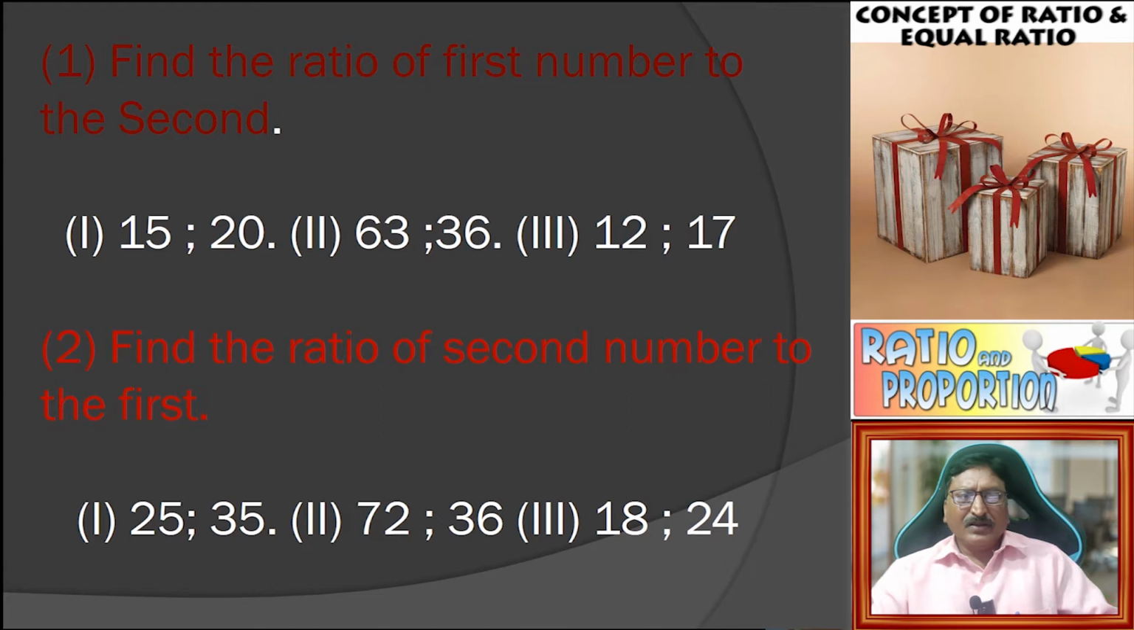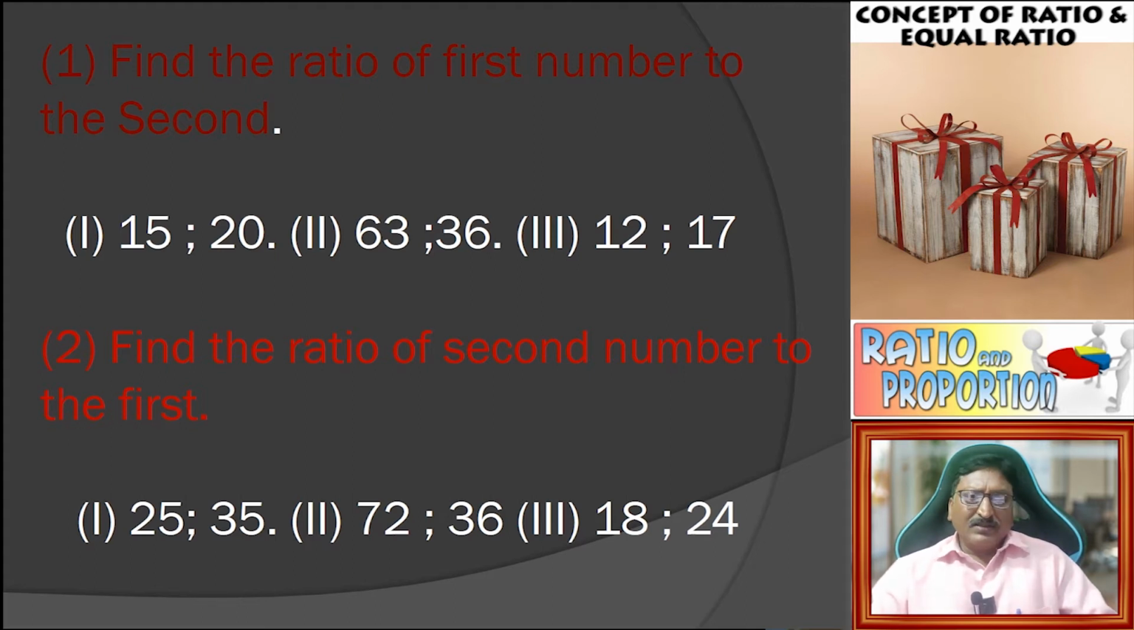See, what you will write for the first example, 15 and 20. The first number is 15 and the second number is 20. Therefore, we can write it as 15 is to 20. 15 and 20 are divided by the common number 5. 5 threes are 15 and 5 fours are 20. The reduced form will be 3 is to 4. Similarly, you can solve the other examples.